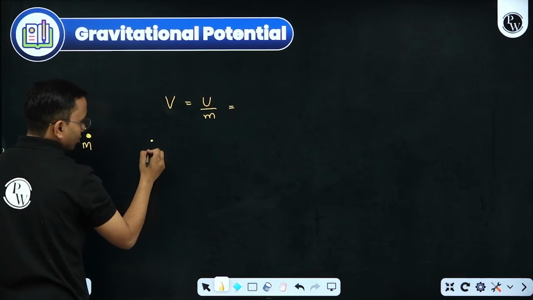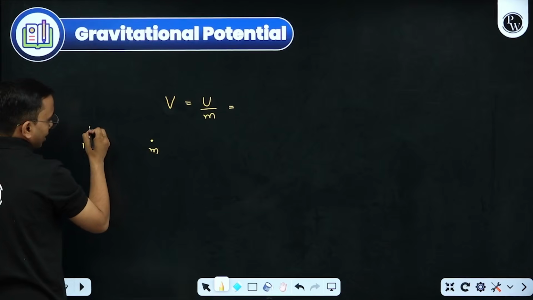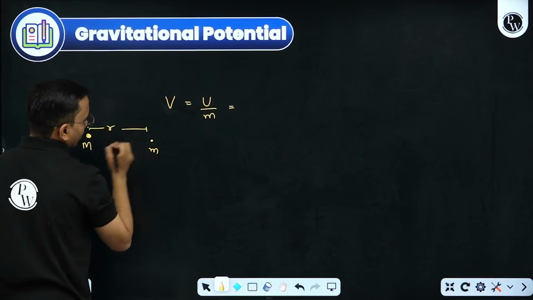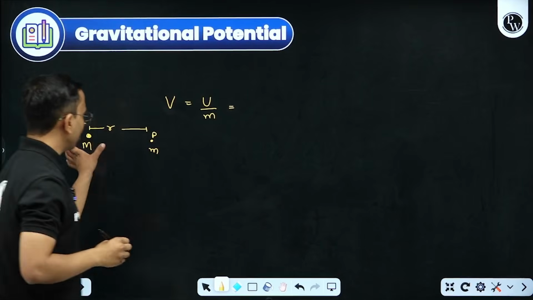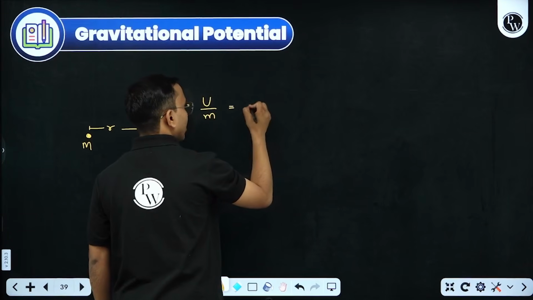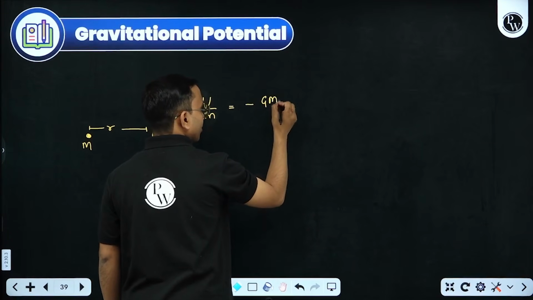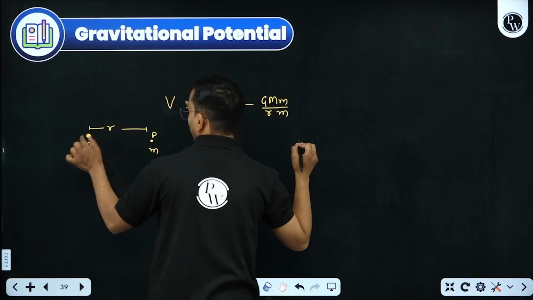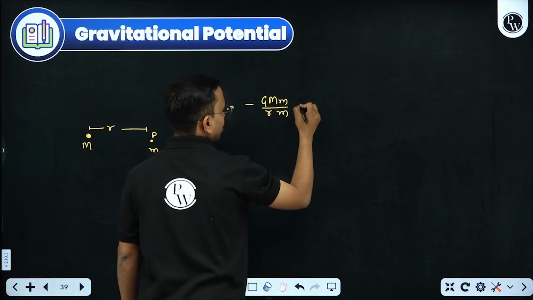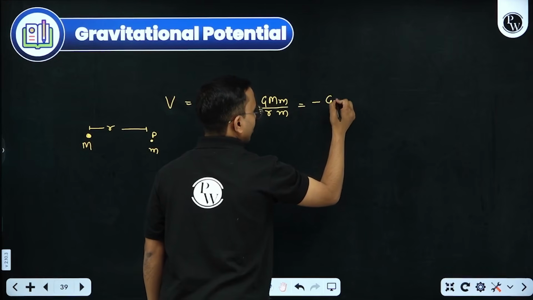This is another small mass m. They are placed at a distance r. I need to find the potential at this point P. So the potential energy is minus GMm by r, divided by this mass m. So due to this capital M, I got the potential at a point. What is that? Minus GM by r.